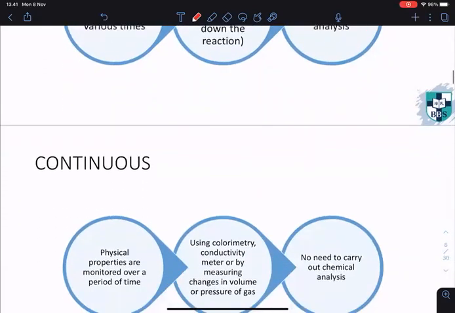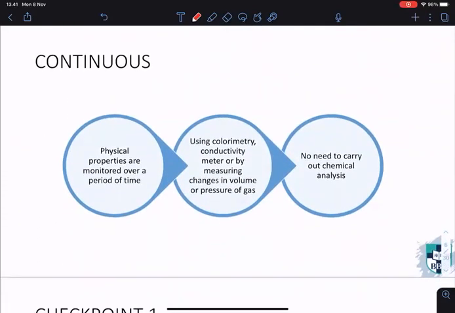But there is another method, which is continuous. For continuous, one important point here: no need to carry out chemical analysis. Why? Because we are going to monitor physical properties. Physical properties such as what? We can monitor color changes. We can monitor electrical conductivity. We can monitor changes in volume, changes in pressure. So we can come up with all these devices.